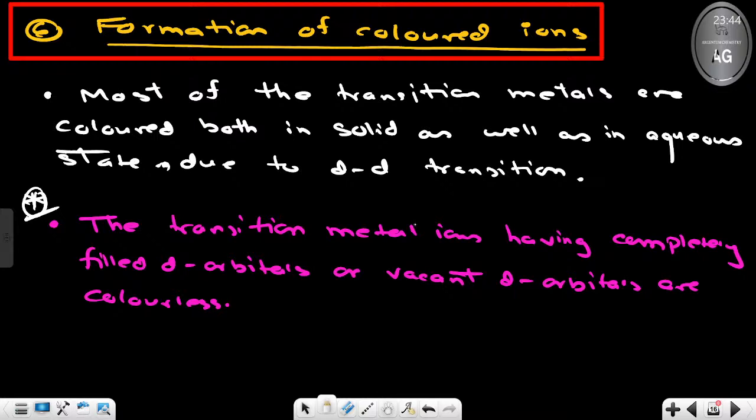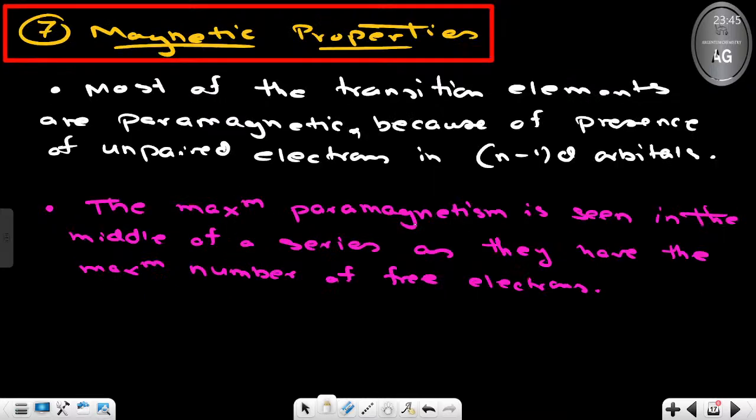So you remember that colored ions are formed due to DD transition, and DD transition will happen only when there is a free, unpaired electron. Paired electrons will never do DD transition. So zinc, cadmium, mercury are colorless. Again the same part: where they have filled orbitals or they do not have any d electrons, there will be no color. Clear?